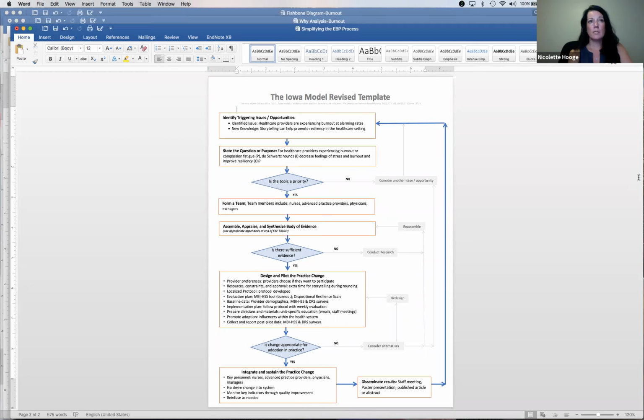What you're currently viewing is the Iowa Model template, and you will need this template for your project proposal. You probably currently do not have all the information that you need for this template, but you will as we progress through this program. So just download it and keep it in a file so that you can refer back to it in later weeks.